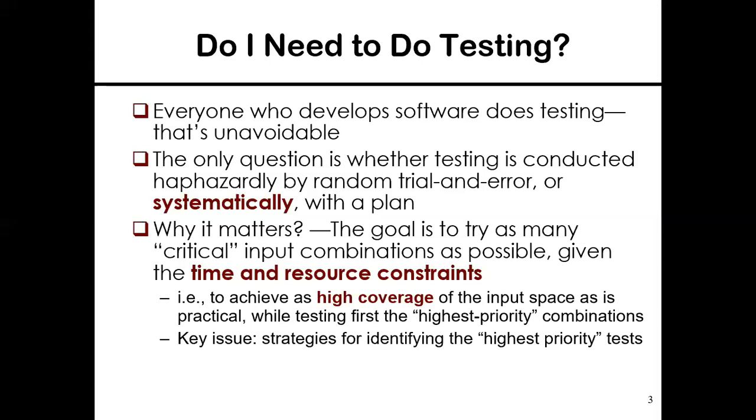That's unavoidable, okay? The only question is whether testing is conducted haphazardly, by random trial and error, or systematically with a plan. The goal is to try as many critical input combinations as possible given the time and resource constraint. Remember, I said that one factor which limits testing is time and resource constraint. So you can test using haphazard methods, by random trial and error, or you can have a systematic plan.